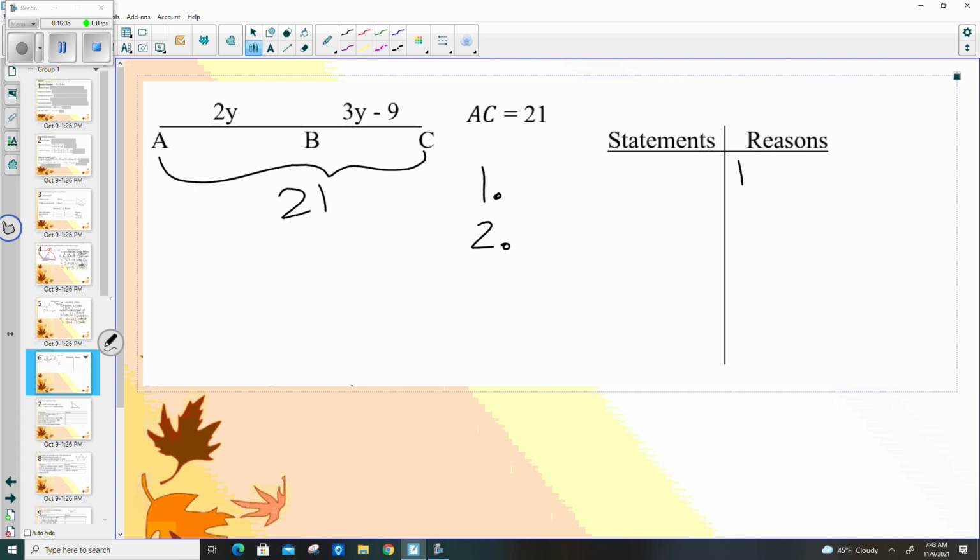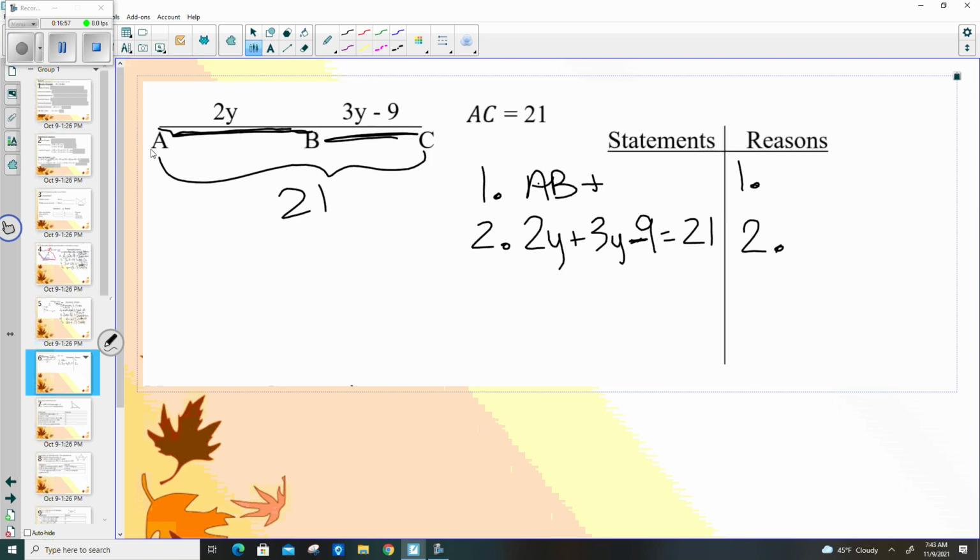So let's back up one step, because you just gave me this one. What is the geometry statement that would follow from? What did you add together? The two line segments. So we added AB and BC and got AC.